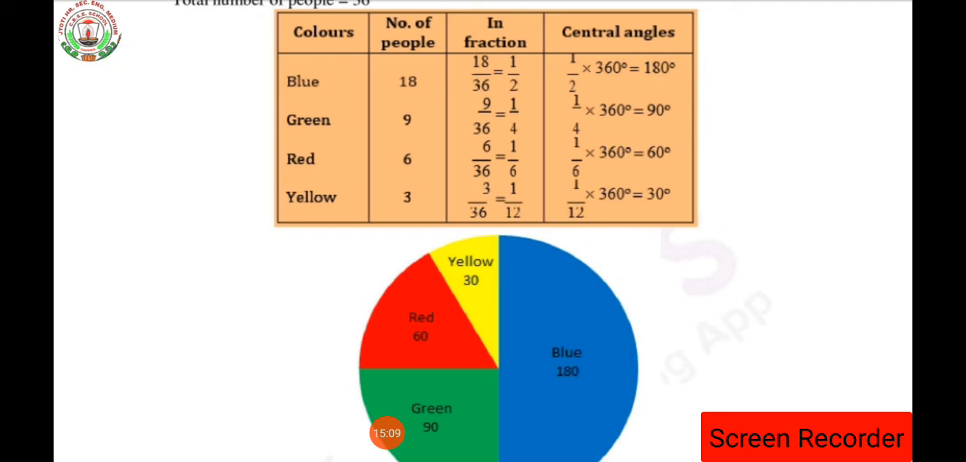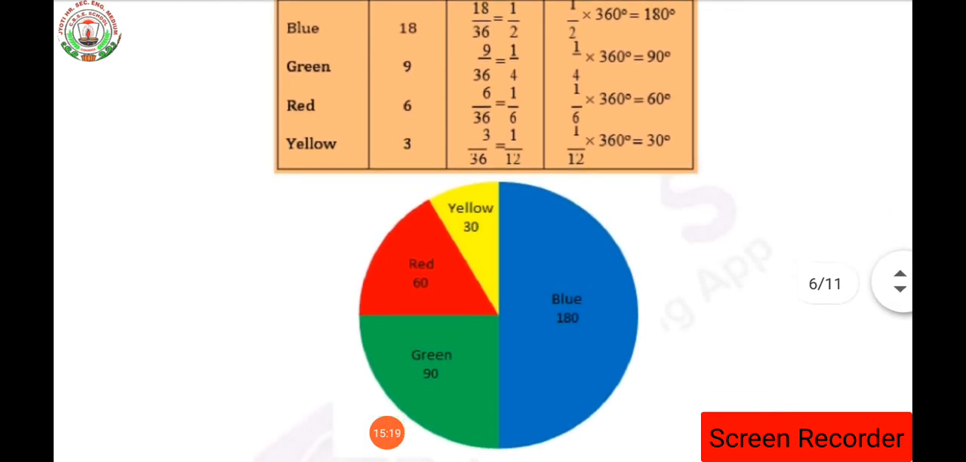So dear student, you can use the protractor for drawing this. Clear? In the previous video I explained how to use the protractor for drawing the pie chart. So this is the explanation of question number 3.